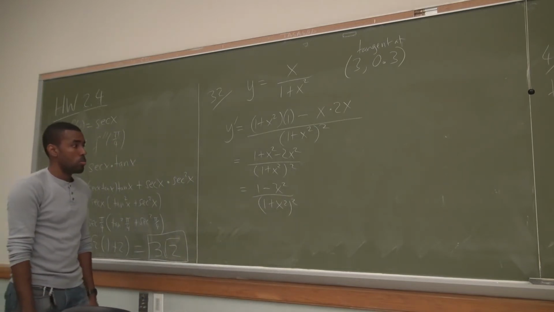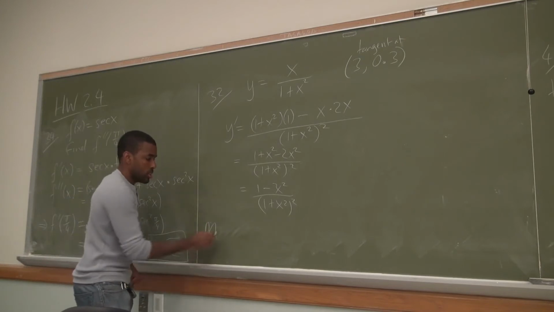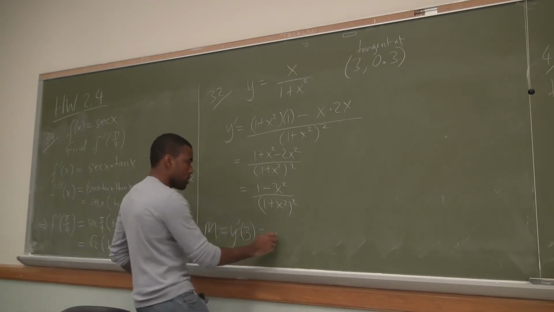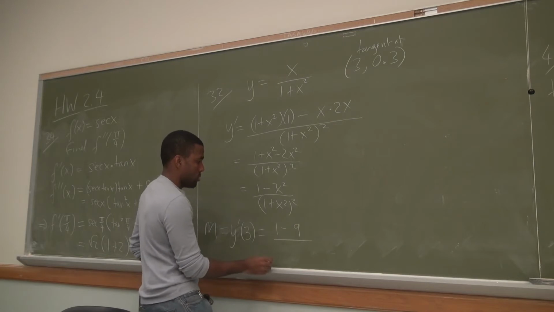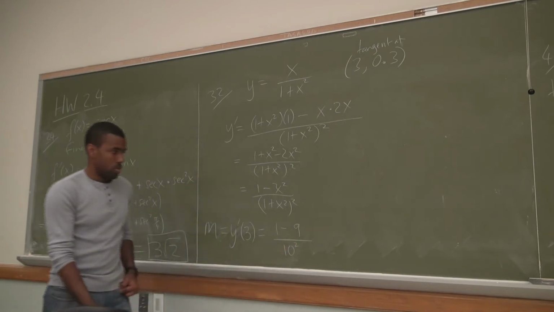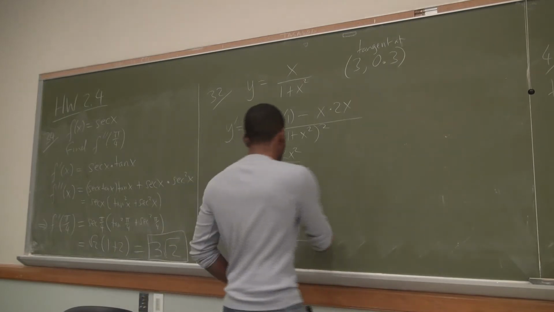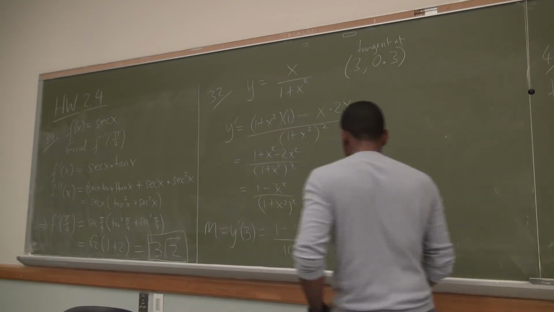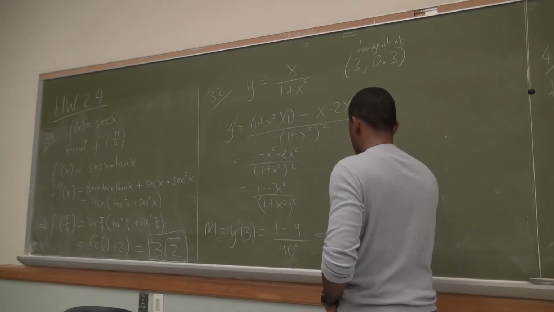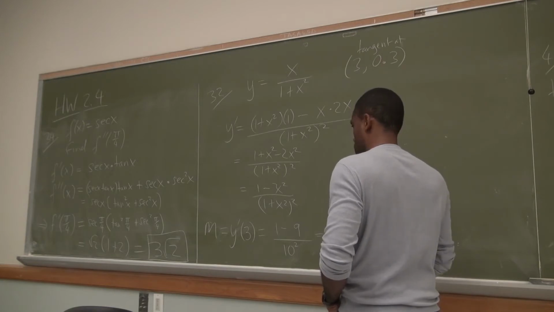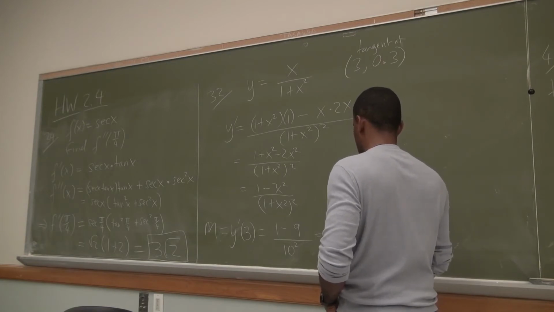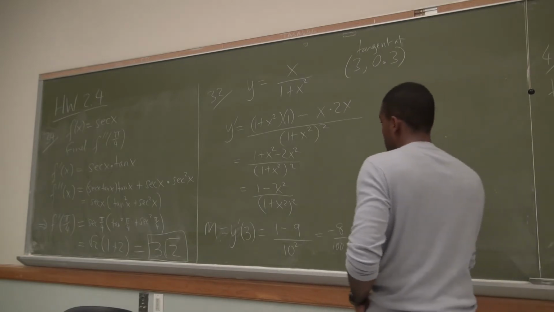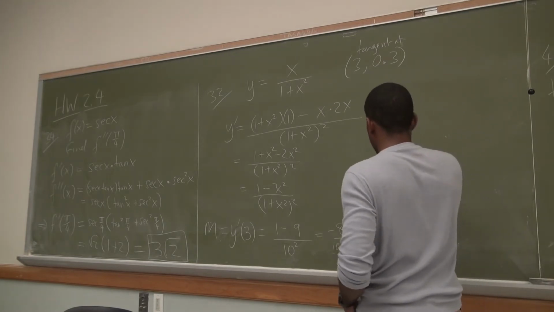So now our m for the tangent line is just going to be the slope evaluated at 3. And so this would just be 1 minus 9 over 10 squared. So this is just minus 8 over 100, which is negative 2 over 25, since 4 can go into each. So that's our m, and we already know the point.